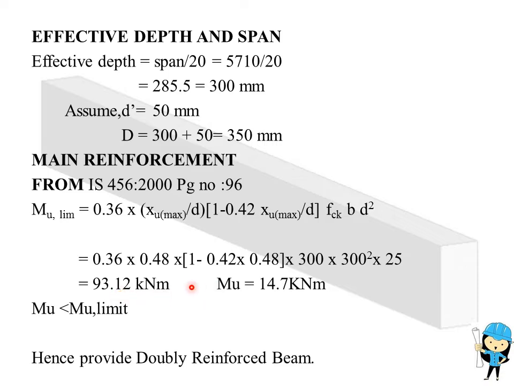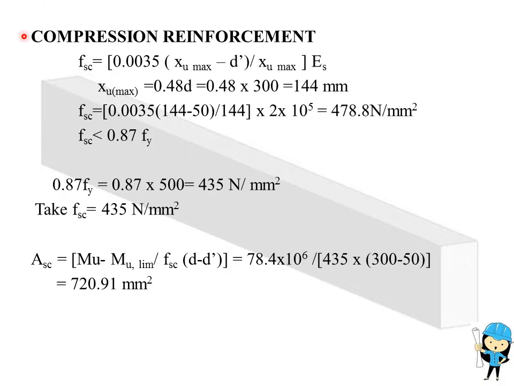So, we know the value of Mu, that is 14.7 kilonewton meter. Therefore, the condition is Mu is less than Mu limit. Hence, provide doubly reinforced beam. Compression reinforcement. FSC is equal to 0.0035 into xu max minus d dash divided by xu max into ES, where xu max is equal to 0.48 into d. 0.48 into d, d is the effective depth of the beam, which is equal to 144 mm.